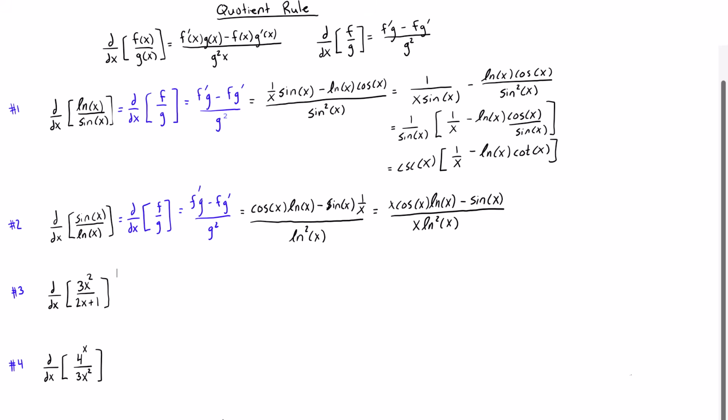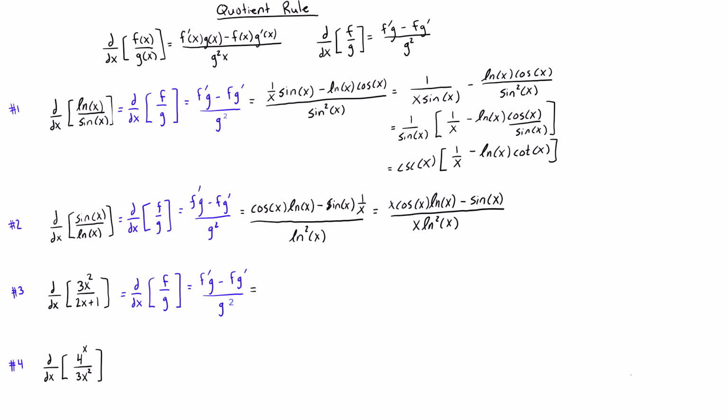All right, let's move on to the next one here. So the derivative of 3x squared over 2x plus 1. It's going to be the exact same thing here. We're going to just identify what is the function f. F is 3x to the power of 2, and g is 2x plus 1. So we're just going to go through one at a time, and we're going to start with f prime.